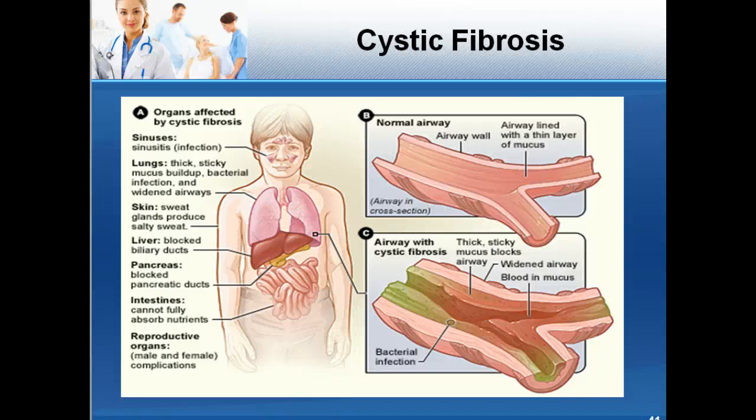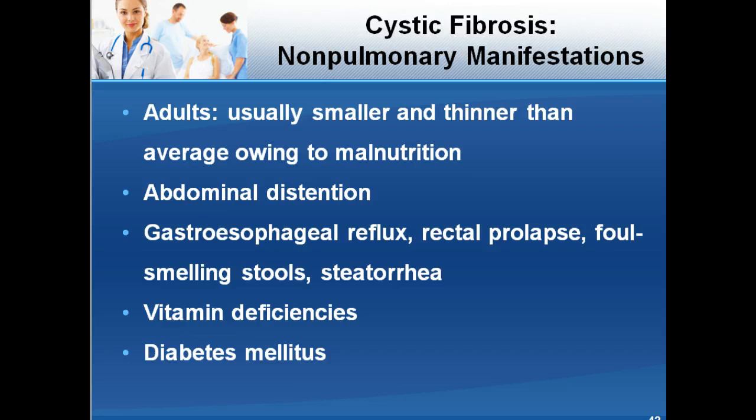And as a result, a lot of times you'll see them, they'll have little G tubes or they'll need some extra form of nutrient. And usually, as far as their reproductive organs, male and females, a lot of times they might end up being sterile, or it affects them in some sort of way. Adults are usually smaller and thinner than average, due to them having malnutrition.